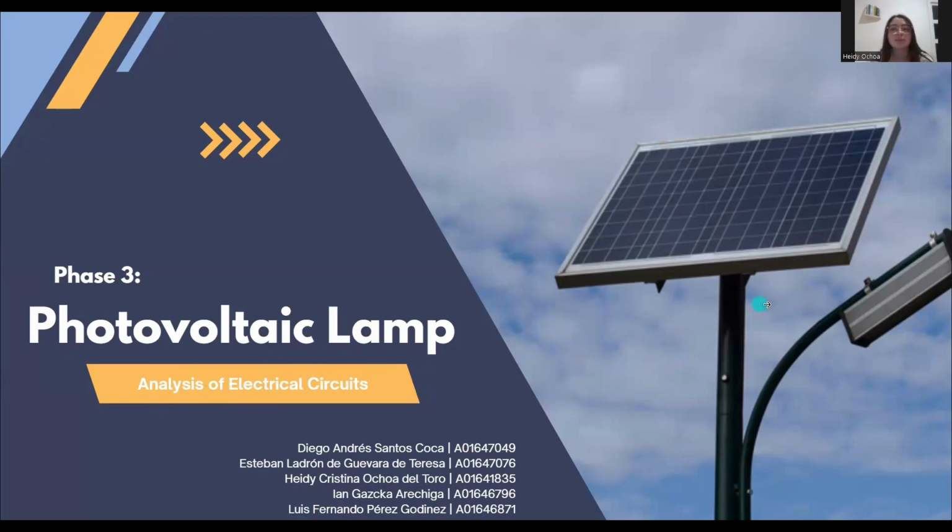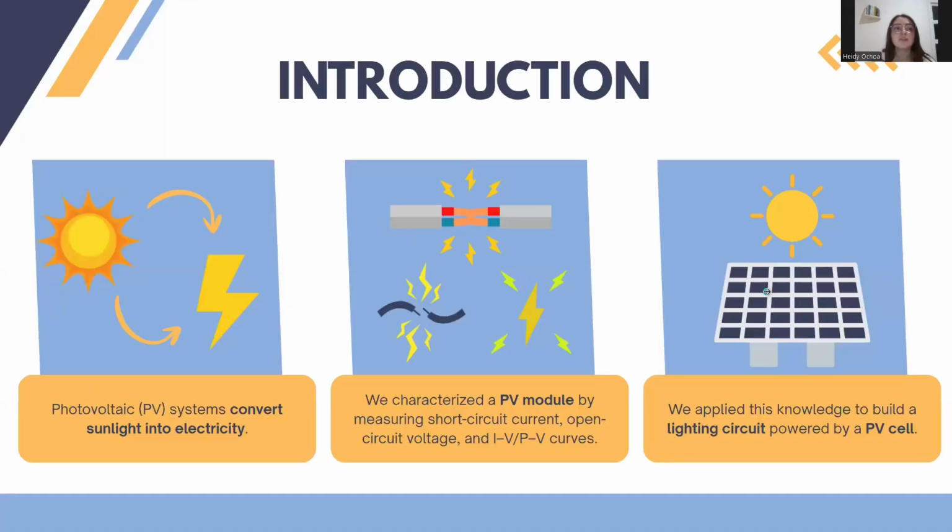So first of all, for the introduction, basically photovoltaic or PV systems convert sunlight directly into electricity. We characterized first the PV module. We measured open circuit voltage, short circuit current, and IV and PV curves. This measurement let us see how the cell behaves as irradiance changes, and it informed our biasing choices for the transistors in the lamp circuit.